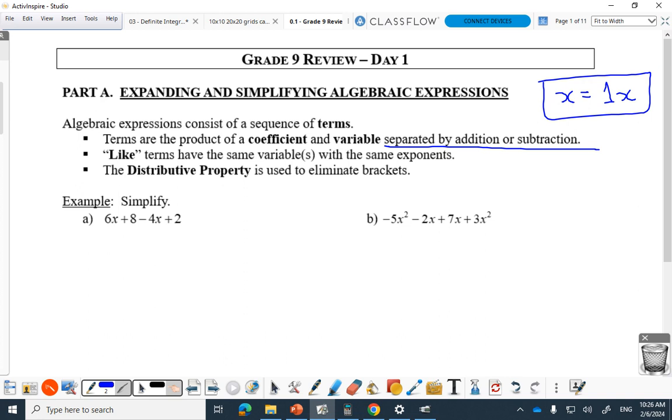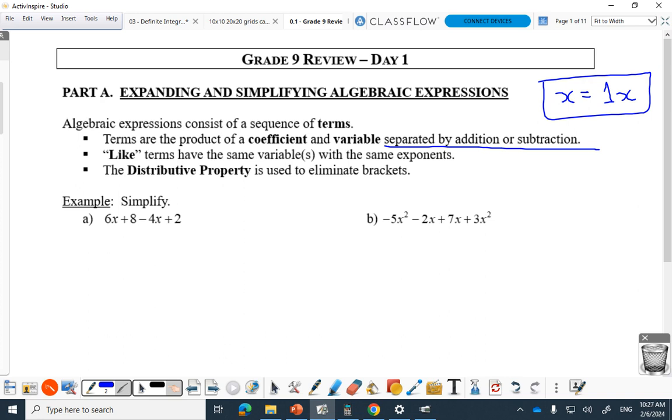Like terms have the same variables with the same exponents. Ooh, we're going to talk a lot about like terms. And the distributive property is used to eliminate brackets. I didn't explain any of that stuff, really. I just said that's what we're going to talk about here. For instance, when you get an expression like 6x plus 8 minus 4x plus 2, we can do a lot better. We can simplify those things up.